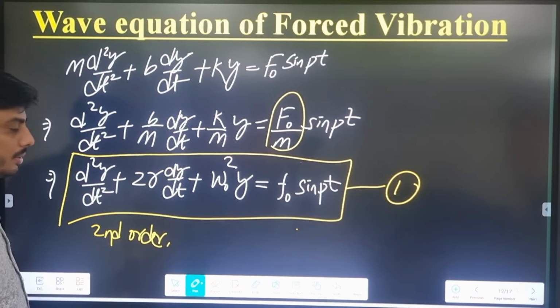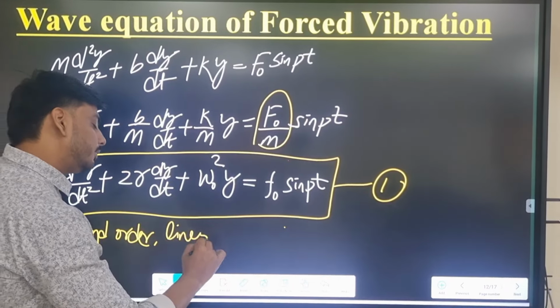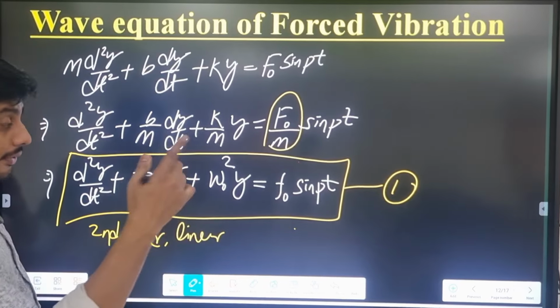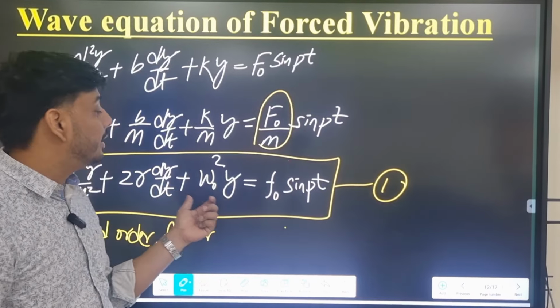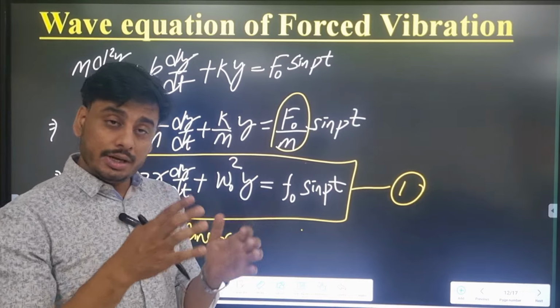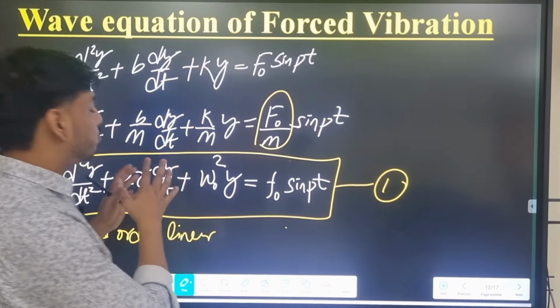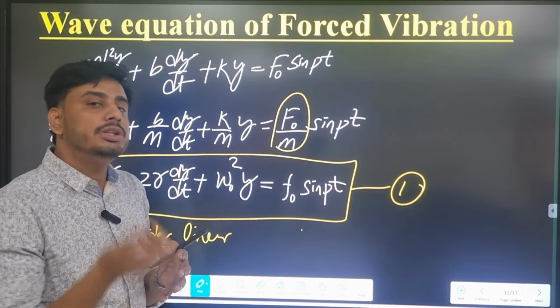This is a second order wave equation and its power 1 means linear. And here the difference is that the right hand side term is nothing but a different function than that of y. In the damped case, we found the wave equation in the form of a function of y equal to 0. For that reason, we say it is a homogeneous equation.